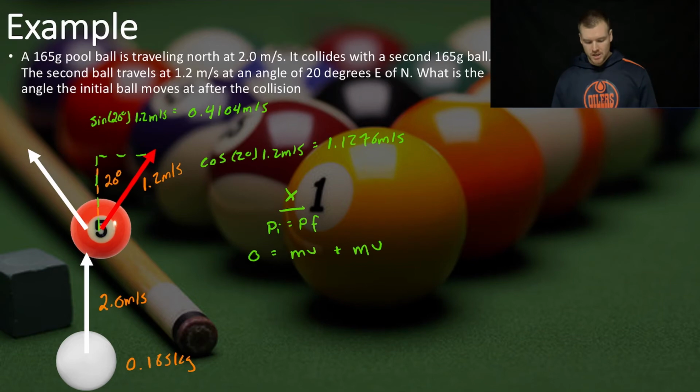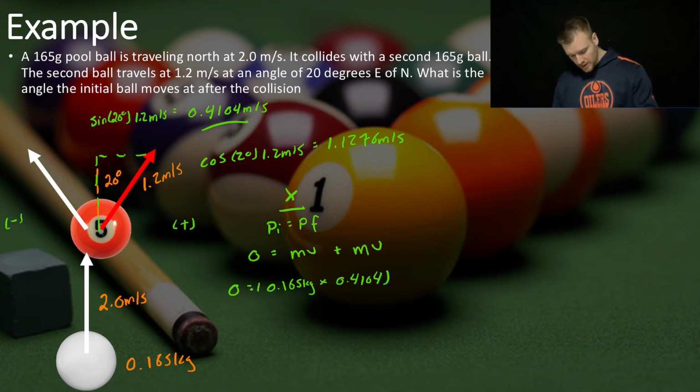I do know information about the 5 ball, so I'm going to start with that and say that its mass, as mentioned in the question, is the same, 0.165 kilograms, times its velocity in x, which is 0.4104. Let's consider this direction to the right to be positive and going to the left to be negative. So I'll put a little negative there and a plus over there. Now considering the cue ball, I'm going to say plus the mass. We do know that is 0.165 kilograms, and the velocity I don't know.